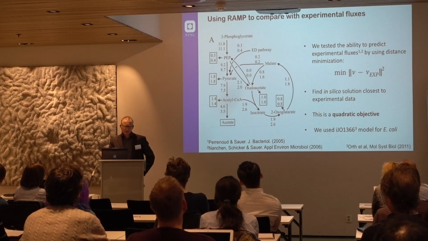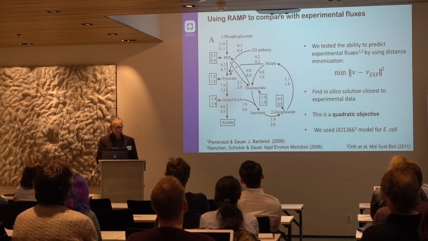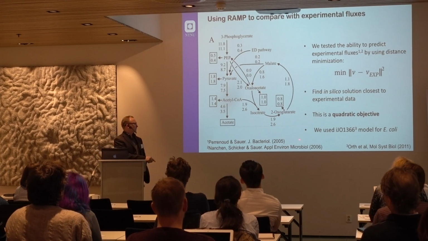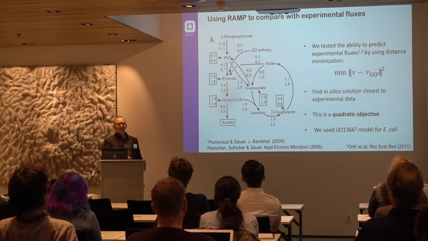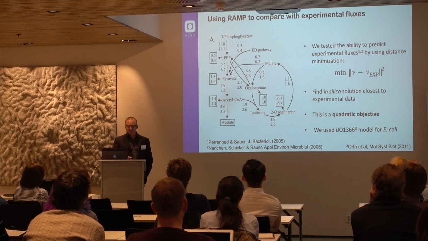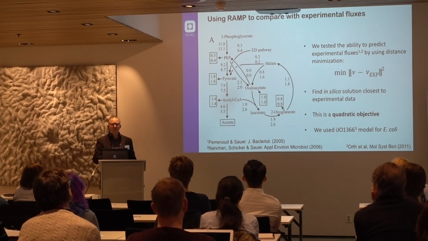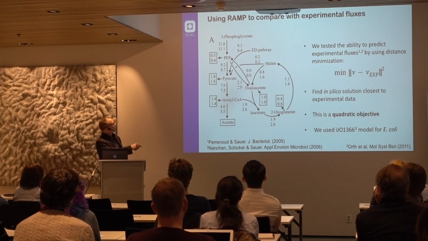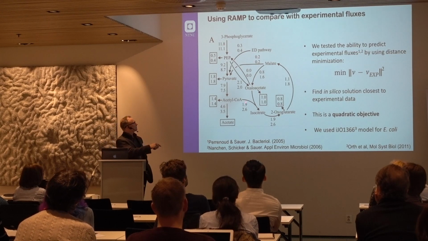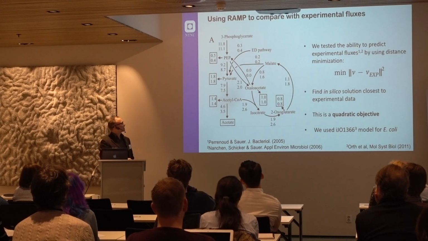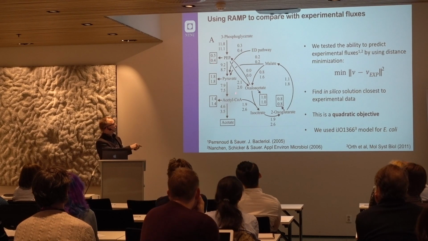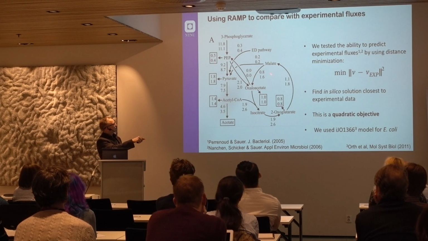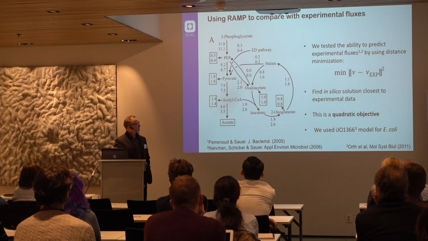So, in a series of papers, the Sauer group in 2005-2006 measured metabolic fluxes in E. coli for many different conditions. This is a snapshot from one of the figures in their paper, and you can see the relative magnitude of fluxes through different parts of metabolism.